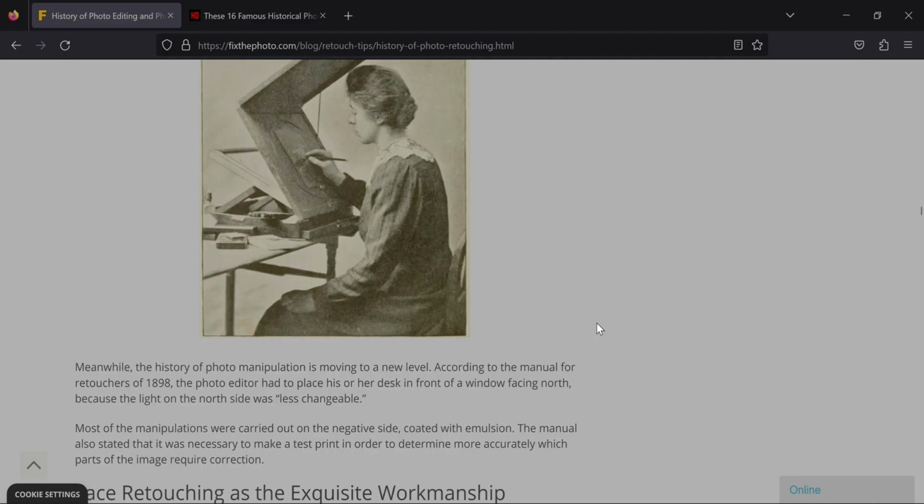So meanwhile, the history of photo manipulation is moving to a new level. According to the Manual for Retouchers of 1898, the photo editor had to place his or her desk in front of a window facing north because the light on the north side was less changeable. Most of the manipulations were carried out on the negative side, coated with emulsion. The manual also stated that it was necessary to make a test print in order to determine more accurately which parts of the image require correction.